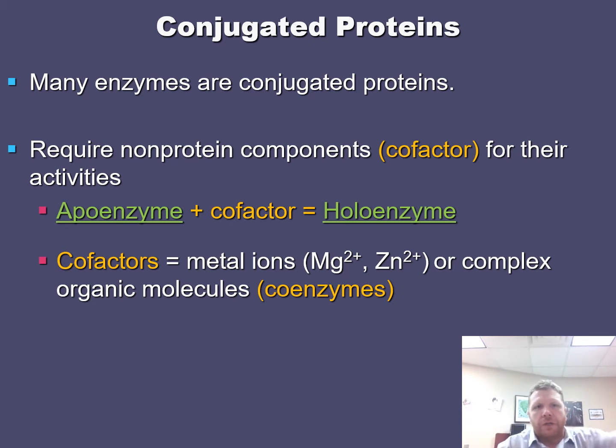Now, conjugated proteins. Many enzymes are conjugated proteins and require non-protein components, cofactors. We've already talked about those. There's a unique terminology for an enzyme bound to a cofactor, and that is a holoenzyme. An apoenzyme is the enzyme without its cofactor bound, whether that cofactor is an organic molecule or a metal ion. It doesn't really matter too much there.